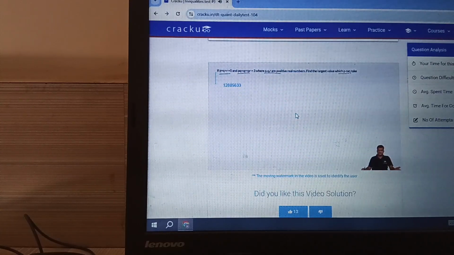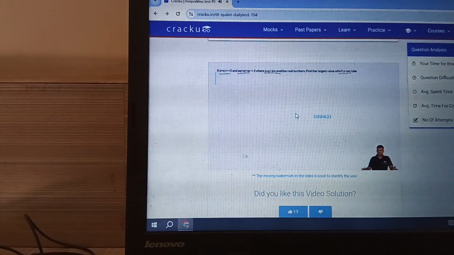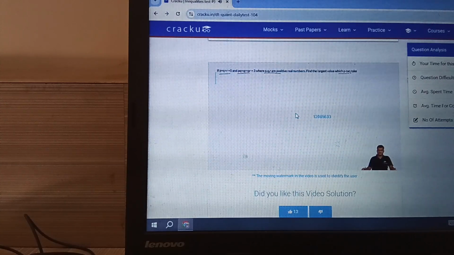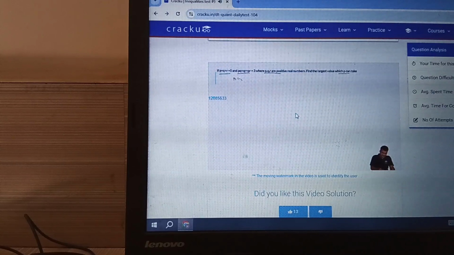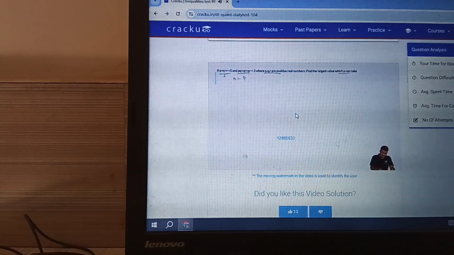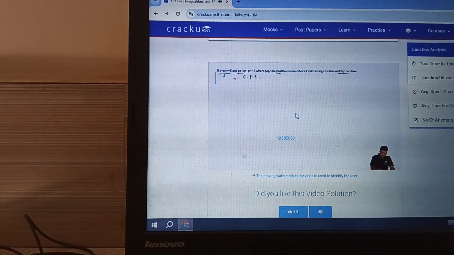So first thing we'll do is we'll eliminate one variable and then we'll have one equation in two variables and then we'll try to maximize the value of one of the variables. So in this particular case, let us first try to eliminate R. P plus Q plus R is equal to 5. So the value of R is equal to 5 minus P minus Q.